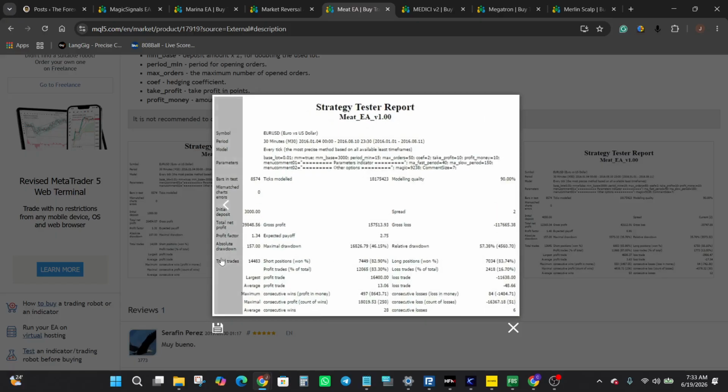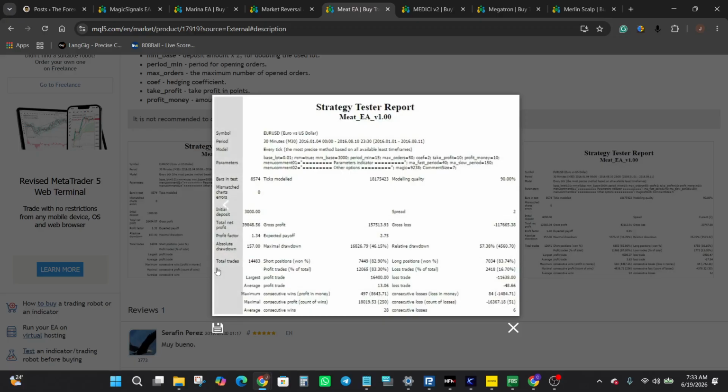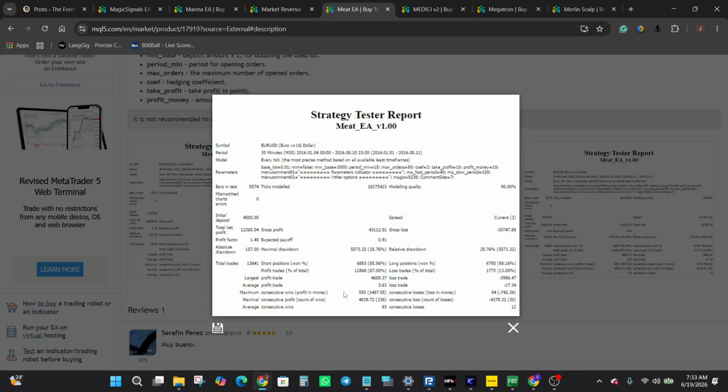Okay, I can see that the number of trades here was also less than what we have here and here as well. Okay, so here now average profit was $3.63, but the average loss was $17.34. So the win rate was good, but the risk to reward ratio was bad.